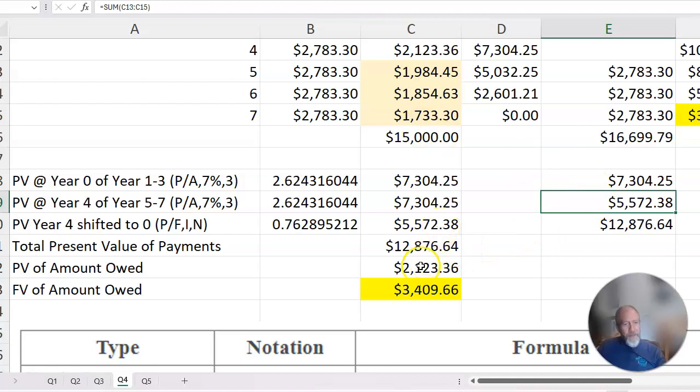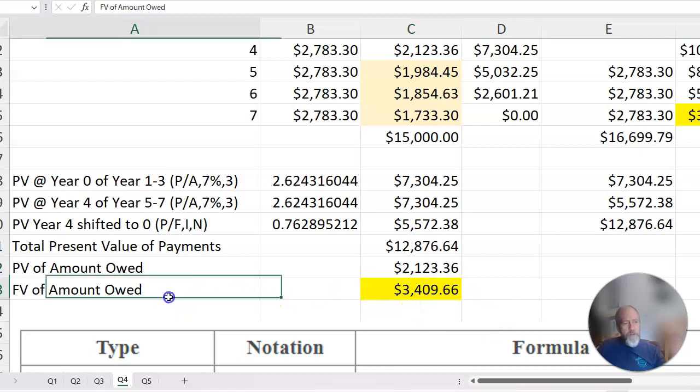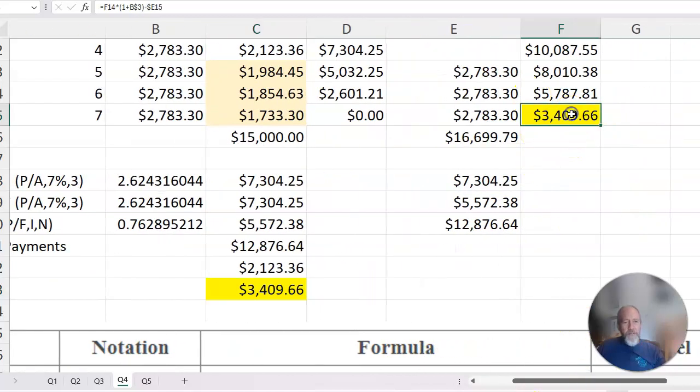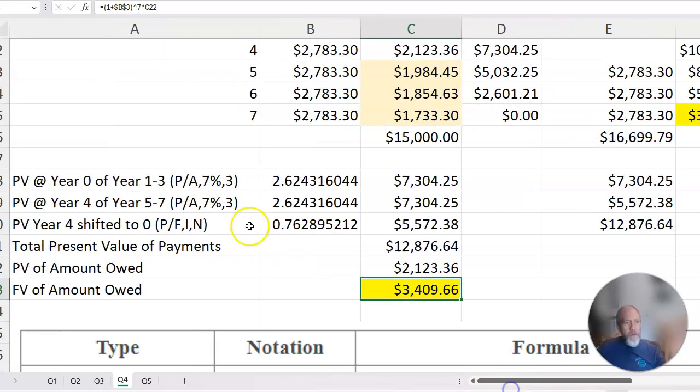All right, but that's the present value of the amount owed. That's what he's lacking as a present value. However, he owes it at year 7. So what's the future value of this present value? Well, that's just 1 plus i to the n times the value. 3409.66. Okay, magic. 3409.66 is what we calculated the other way. And 3409.66. This was just going through a little bit of logic.